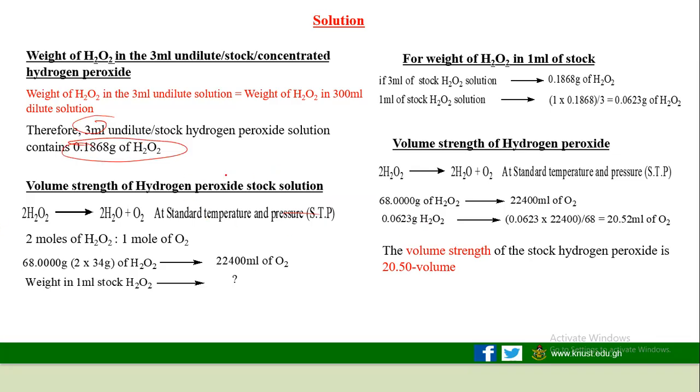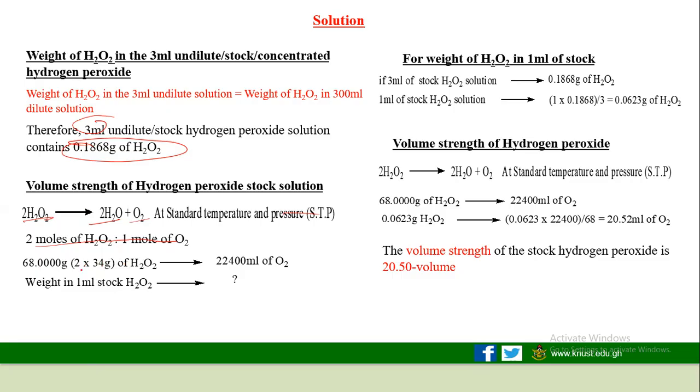Good. Now we are supposed to calculate the volume strength. So the volume strength, we start by writing the reaction. This is the decomposition of hydrogen peroxide. So 2 moles of hydrogen peroxide decompose to produce 2 moles of water, and then 1 mole of what? Oxygen. So the mole ratio has been stated here.